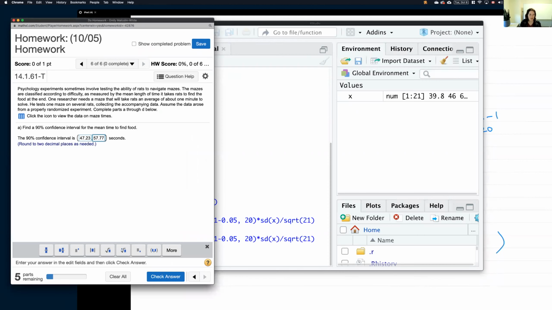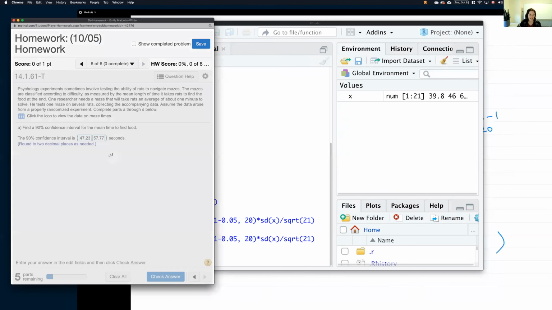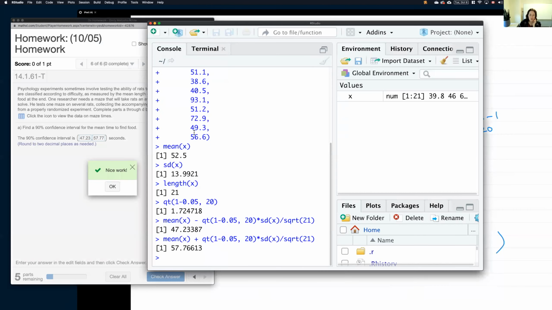This always makes me so anxious, but I'm feeling good. Nice work. So again, as long as you've got all those pieces right and you're keeping all of your decimal places, that should work fine. For those of you that are going to do things on the calculator, I will do that in a separate video.